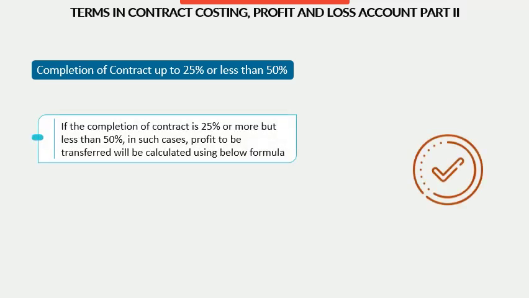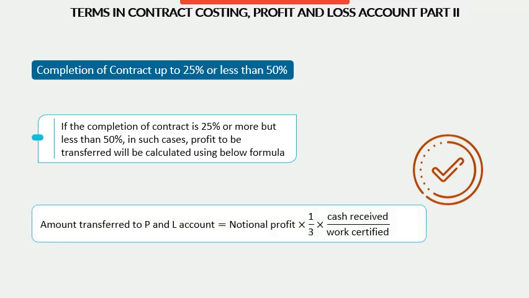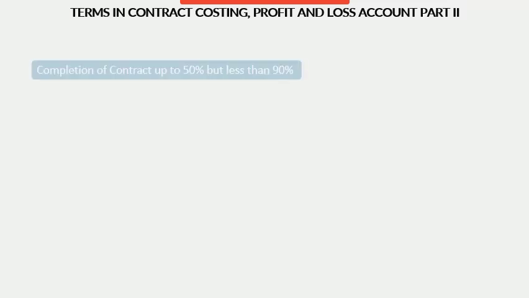If the completion of contract is 25% or more, but less than 50%, in such cases, the profit to be transferred will be calculated using the below formula. Amount transferred to P&L account equals notional profit multiplied by 1/3 multiplied by cash received divided by work certified. Completion of contract up to 50% but less than 90%.